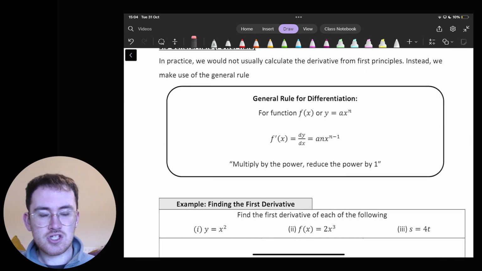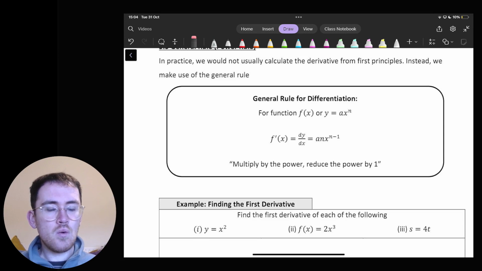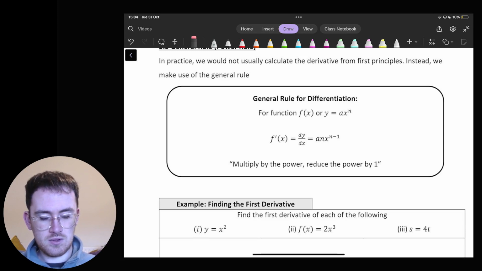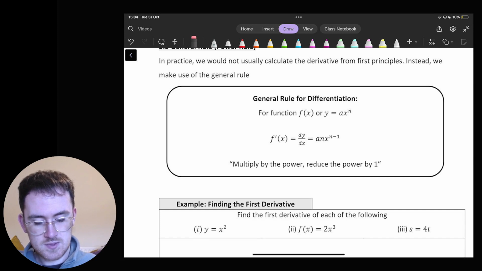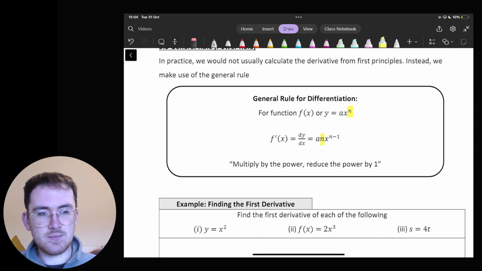So if I have a function which is x to the power of something, or anything to the power of something, what we do is we multiply by the power and we reduce the power by 1. We take away 1 from the power. So we can see here where it was x to the power of n, we multiply by n so that n ends up in front, and the power then becomes n minus 1. We've reduced it by 1, we make it 1 smaller.